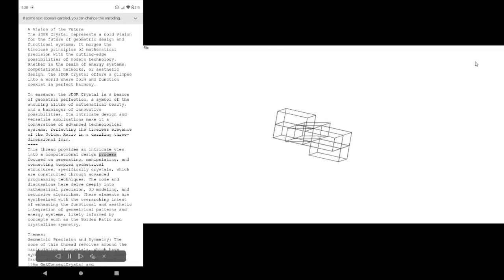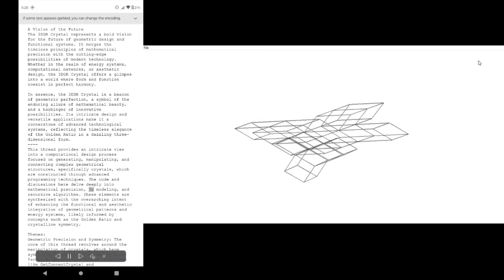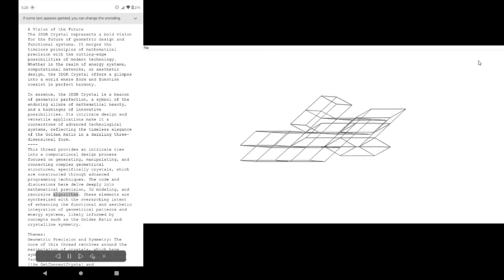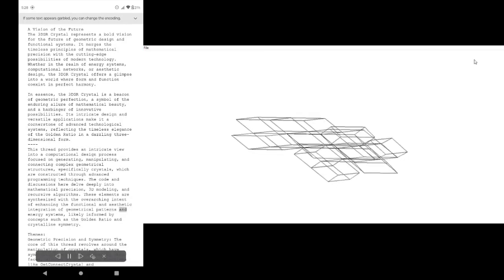This thread provides an intricate view into a computational design process focused on generating, manipulating, and connecting complex geometrical structures, specifically crystals, which are constructed through advanced programming techniques. The code and discussions here delve deeply into mathematical precision, 3D modeling, and recursive algorithms. These elements are synthesized with the overarching intent of enhancing the functional and aesthetic integration of geometrical patterns and energy systems, likely informed by concepts such as the golden ratio and crystalline symmetry. Themes.